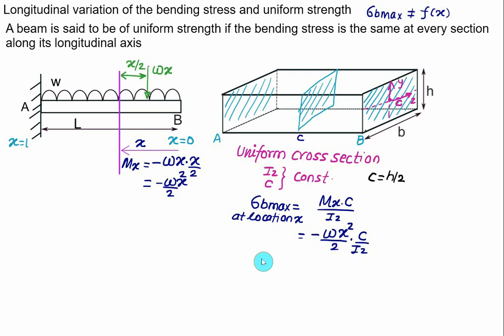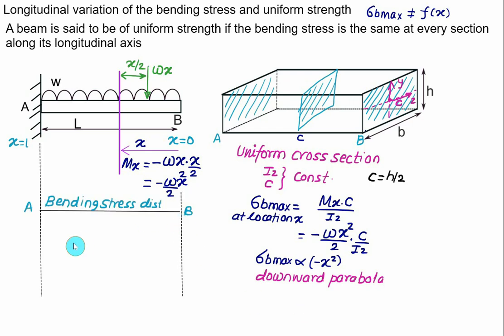It means that the bending stress at any location, with the maximum value on either the top or bottom, is directly proportional to negative x square. So this represents a parabola, particularly a downward parabola. So you have to show a downward parabola here. Bending stress at point B will be 0 and it's a maximum at point A. So this graph indicates that the bending stress sigma B maximum at any distance x is equal to minus W into the constant c divided by 2 times Iz, multiplied by distance x square.